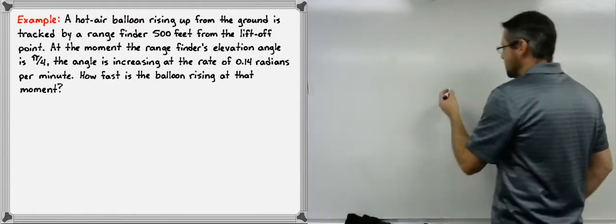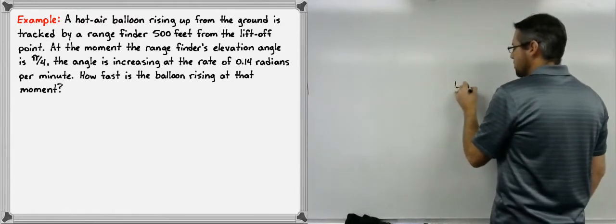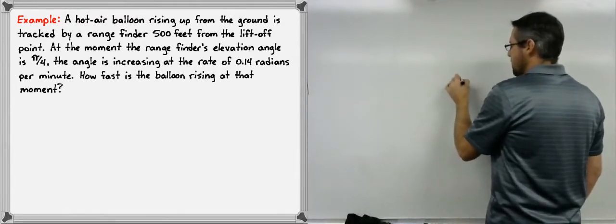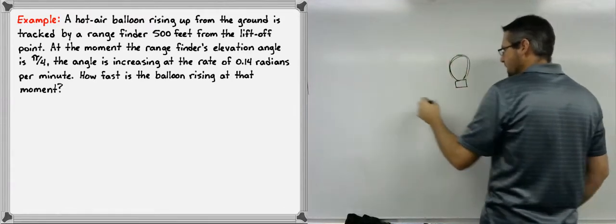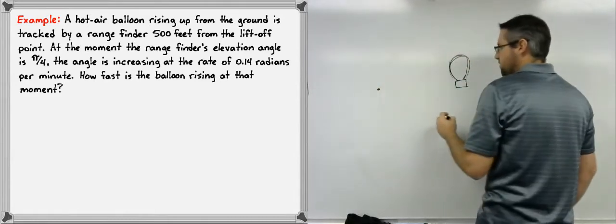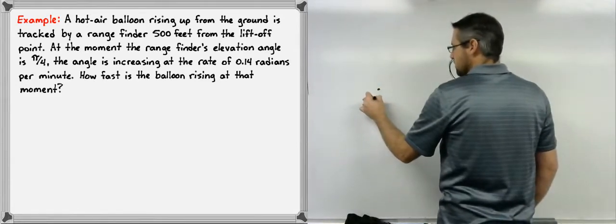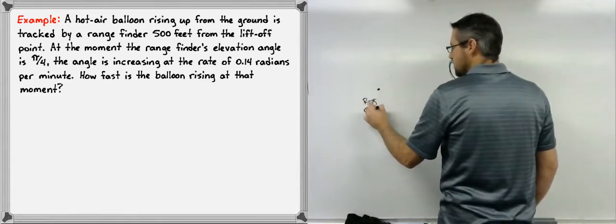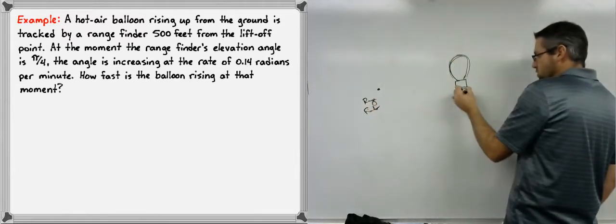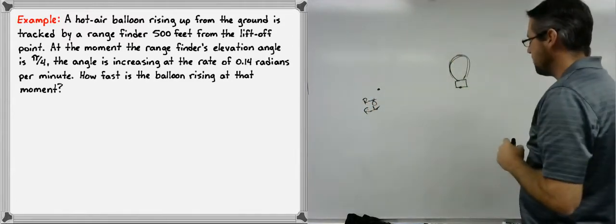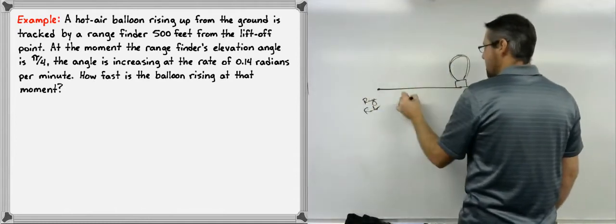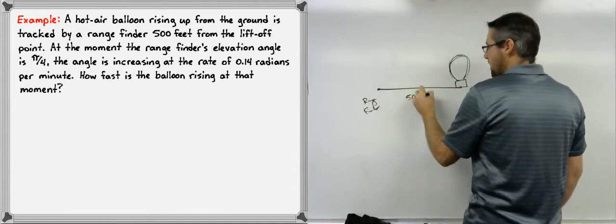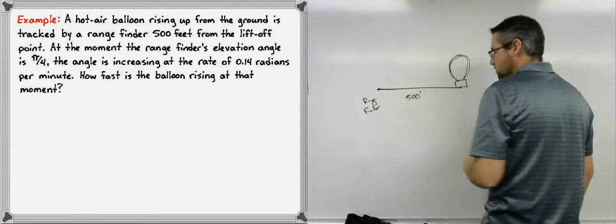So we're going to want to draw a picture here. So here is my hot air balloon. It's going to be an ugly hot air balloon, but let's say it's something like that. And here's the guy over here with the rangefinder. So this is the rangefinder. Now, we're going to be measuring from the base of the hot air balloon. So we know that the rangefinder is 500 feet away from the hot air balloon at takeoff.